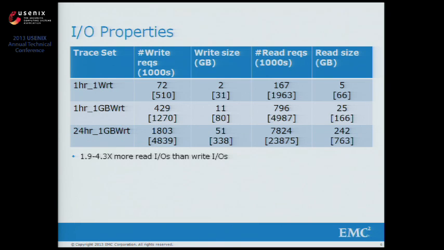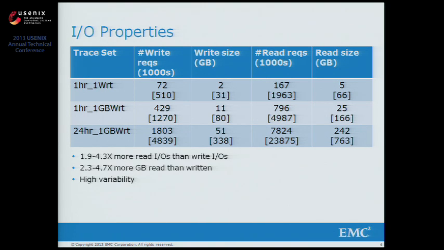So a few high-level details to pull out of these tables. One, we found that there are 2 to 4x more read IOs than write IOs, which is consistent with previous literature in this area. And similarly, there's between 2 and 4.5 times more gigabytes read than written. And if you look at the numbers in brackets, that's the standard deviation, you can see that's often an order of magnitude larger than the average. So there's very high variability from trace to trace.